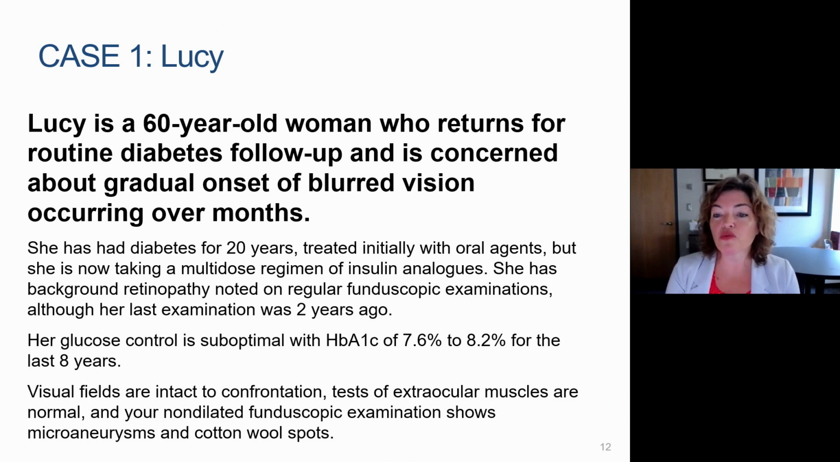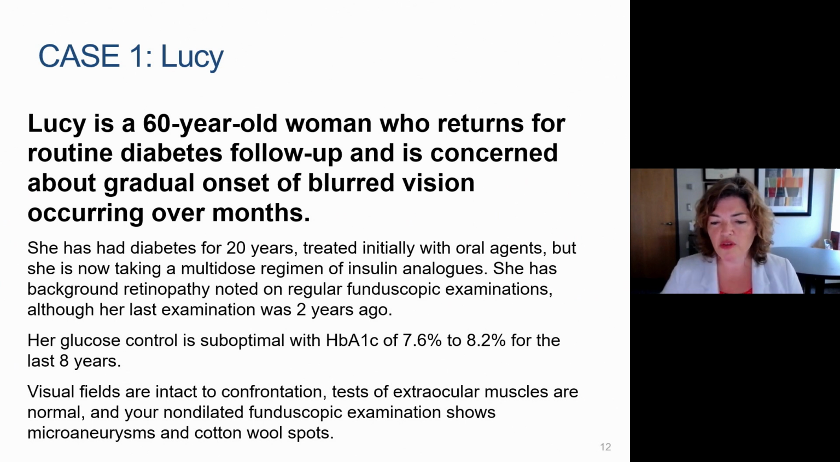Lucy is a 6-year-old woman who returns for routine diabetes follow-up. She's concerned about gradual onset of blurred vision occurring over months. She's had diabetes for 20 years, so red flag, she has microvascular disease. It's almost impossible to avoid. She's treated initially with oral agents, but she's now taking a multi-dose regimen of insulin analogs. She has background retinopathy. We already know that.